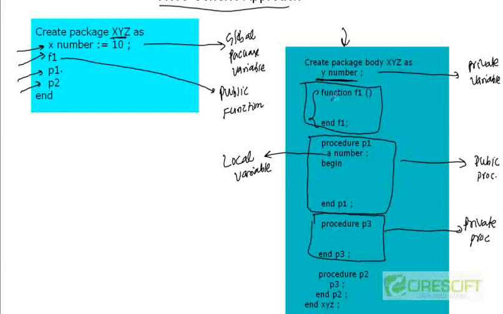Then I have defined procedure p2, since I mentioned procedure p2 in the specification, I must have an implementation. So the implementation of procedure p2 is coming here, and inside this procedure p2 I'm calling p3. That is all right, because p3 is a private procedure inside package body xyz. Since procedure p2 is a part of package body xyz, p3 can be called within procedure p2.